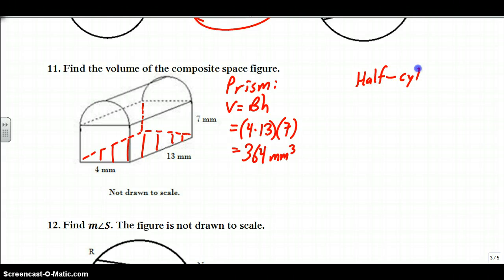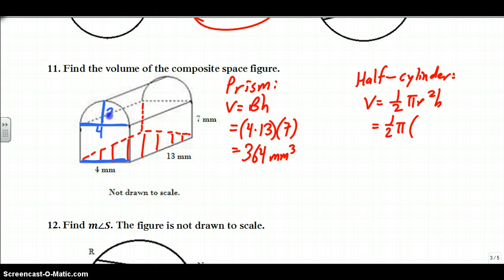Okay. Well, the formula normally for a cylinder is pi r squared h, right? But since I'm going to have a half cylinder, I'm going to take half of that. Okay. Well, fortunately, I know what pi is. What's the radius? Okay, so I see that this is 4. And since this is a rectangular prism, I know that's 4 as well, which means the radius is actually half of that, or it's 2.